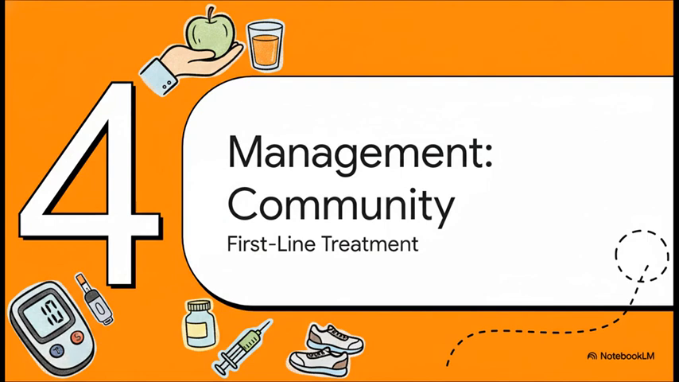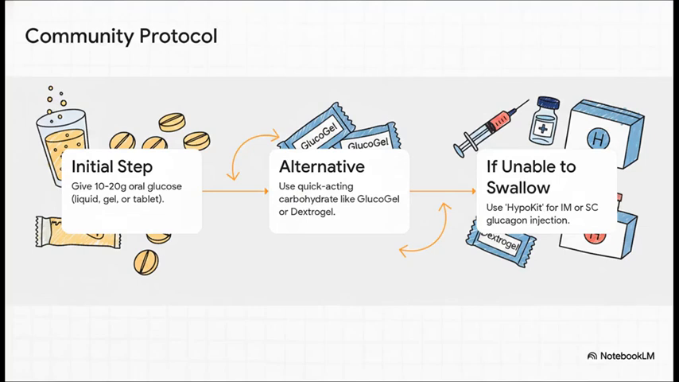This is the protocol that's most relevant for patients with diabetes who are managing their condition at home. The approach here, based on BNF guidelines, is really a stepwise process. First things first, if the patient is conscious and can swallow safely, you give them 10 to 20 grams of a fast-acting oral glucose. This could be in a liquid, a tablet, or a gel form.